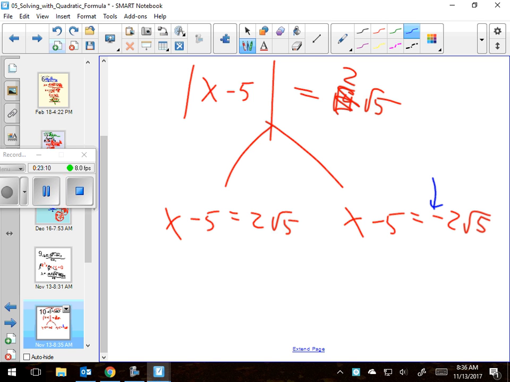Do you get that? You can just write the same thing twice if you want to, and then just stick in one negative right there. The reason is because what's underneath here could either be 2 root 5 or negative 2 root 5, because you're absolute valuing it, and it'll work either way.